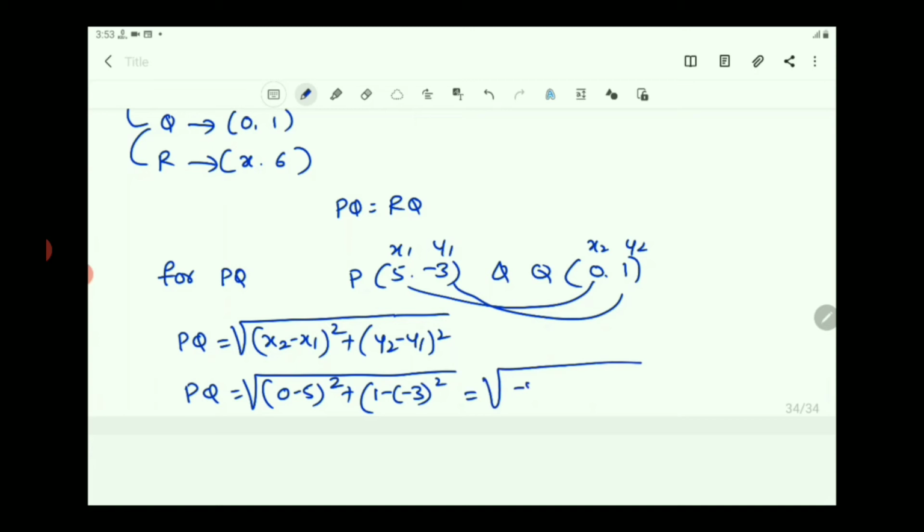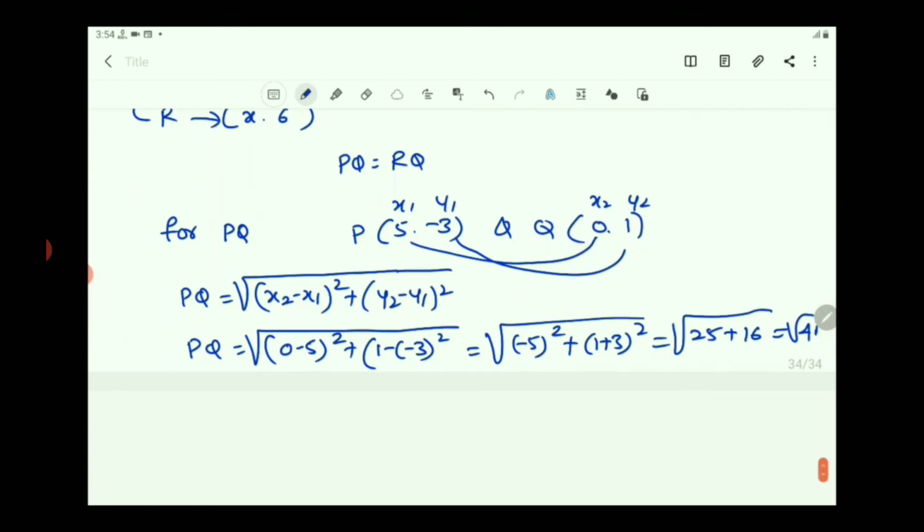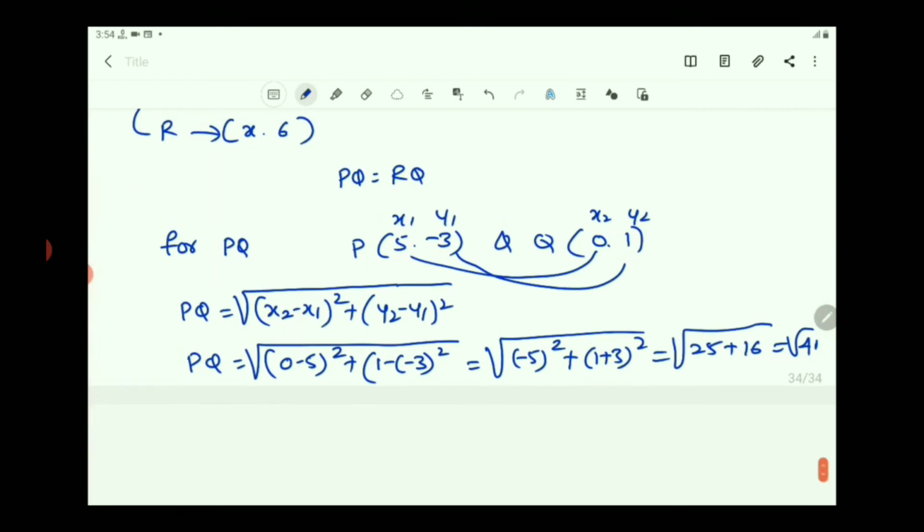(0 minus 5) whole square is (minus 5) whole square, plus (1 plus 3) whole square. That equals 5 square is 25 plus 4 square; 1 plus 3 is 4, 4 square is 16. That equals root of 25 plus 16, which is 41. What you got? Root 41. Next you take RQ.